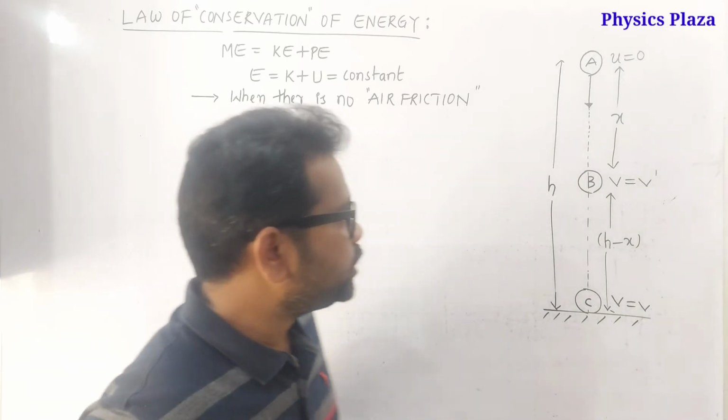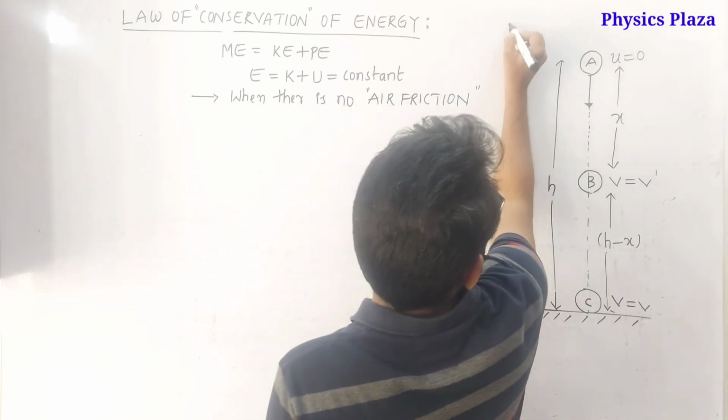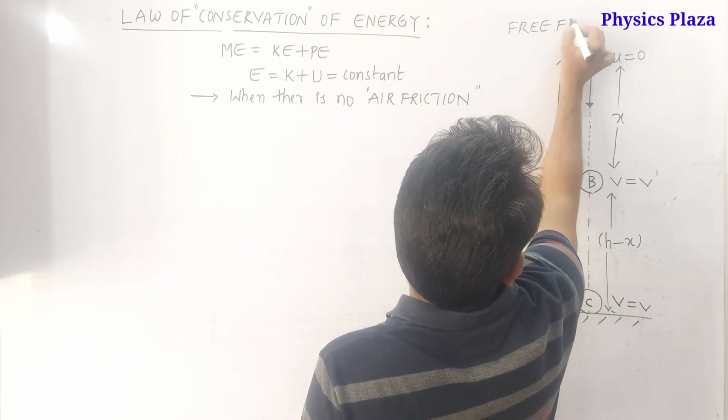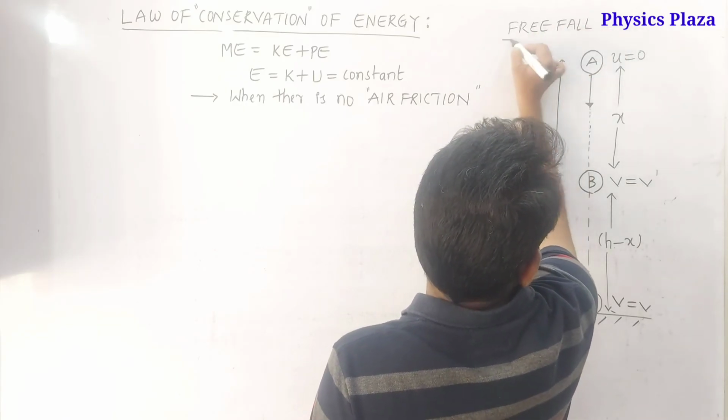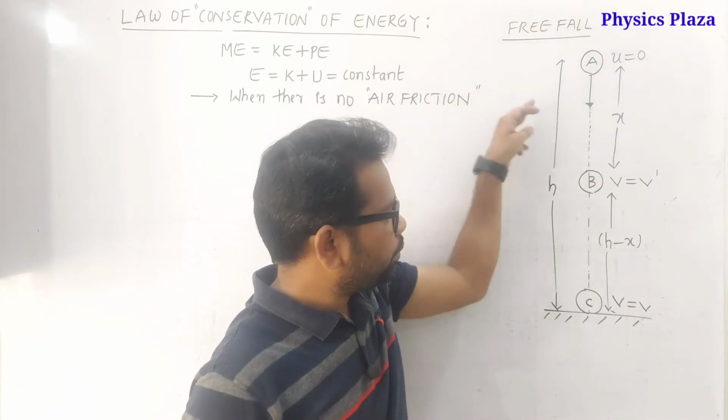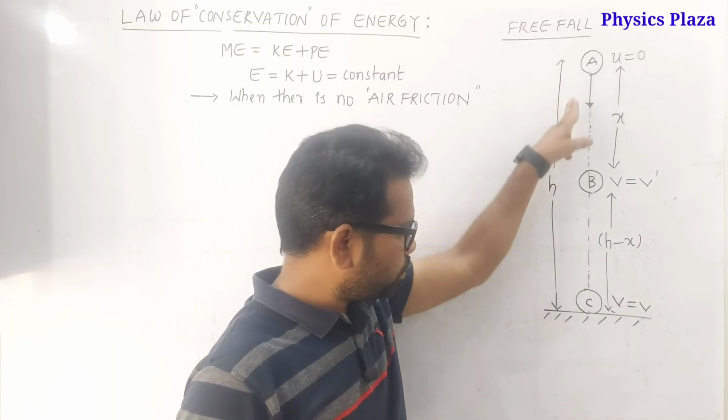Okay, fine. So children, let us take a case of a freely falling body. Here it is already made free fall. Let us say the body is just released from a height h, so that it is moving towards the earth.